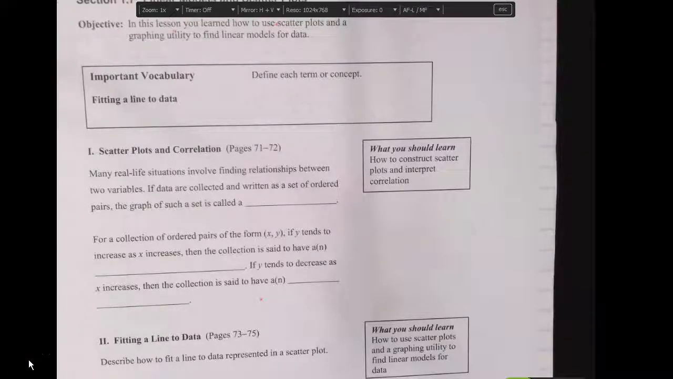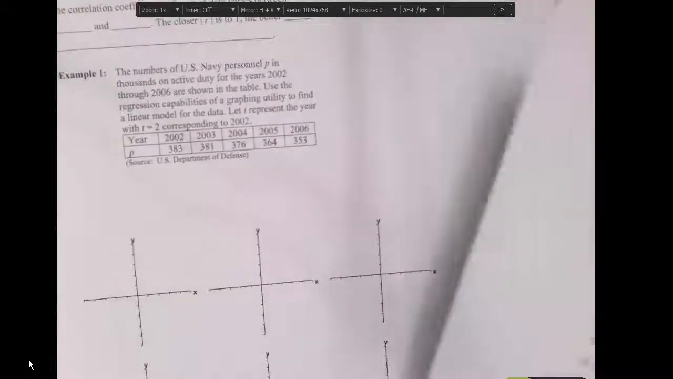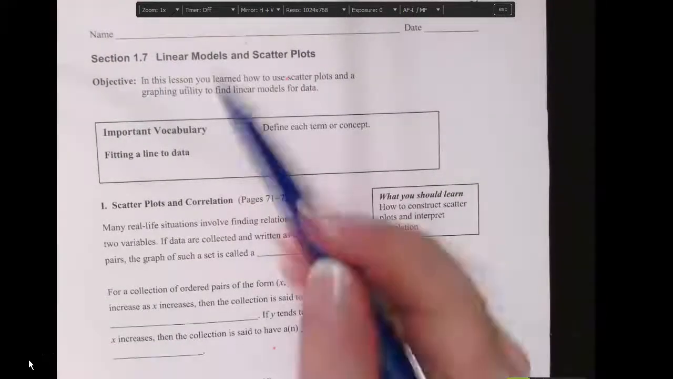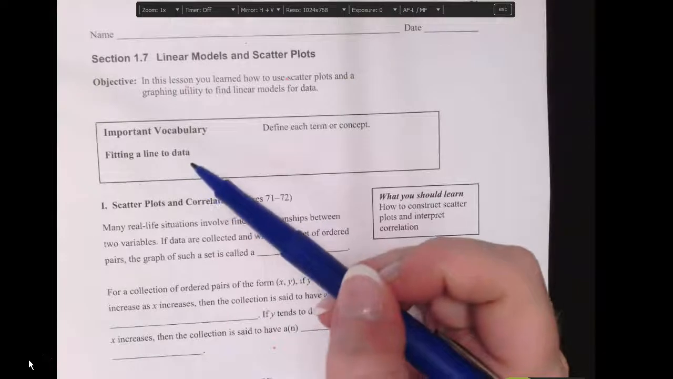Okay, so section 1.7 on linear models and scatter plots. I don't think it's going to be that challenging for you, and it's a lot of review from Algebra 2 and Algebra 1, and we've only got about 4 questions in the homework on it, so it shouldn't be too bad. So what scatter plots are all about is fitting a line to data.